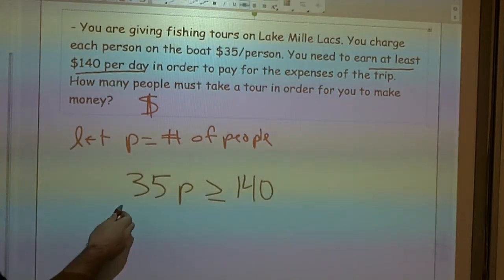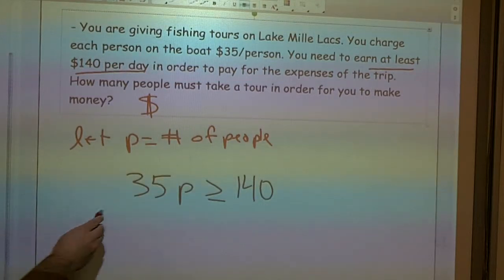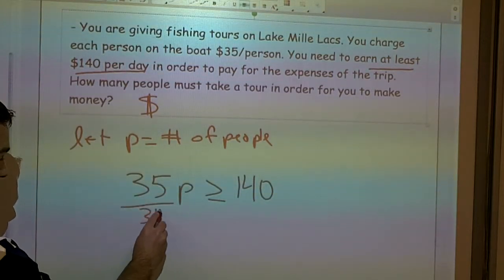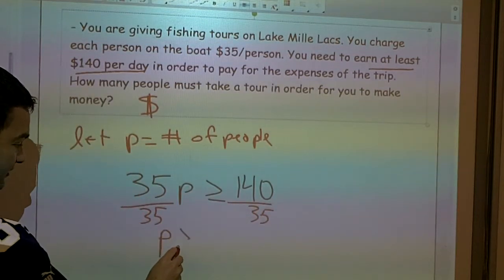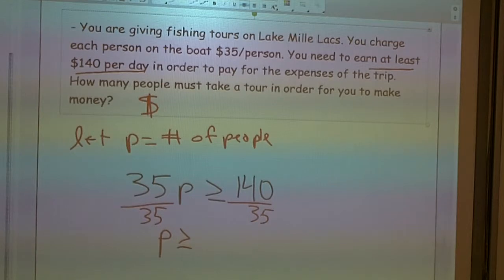Now, if we were to treat this like an equation, let's say 35p was equal to 140, we would divide both sides by 35. And we get our answer: p, or the number of people, has to be greater than or equal to 140 divided by 35, which should come out to about 4 people. So on your boat, you must have at least 4 people, otherwise you're not going to make any money. 4 people per day.